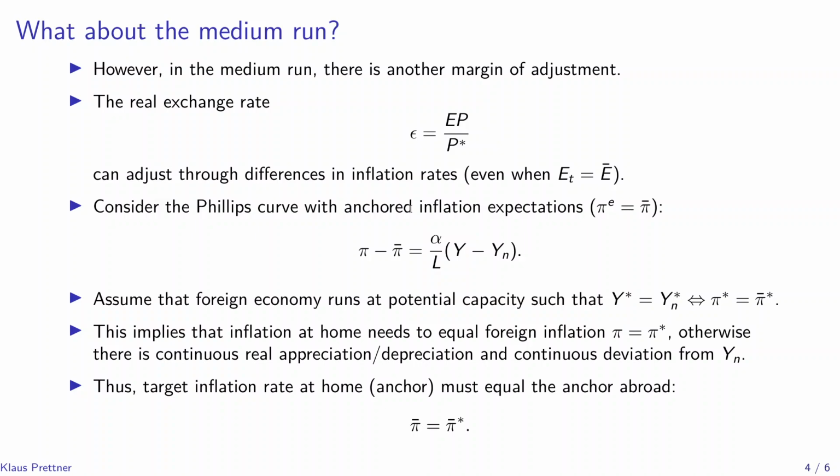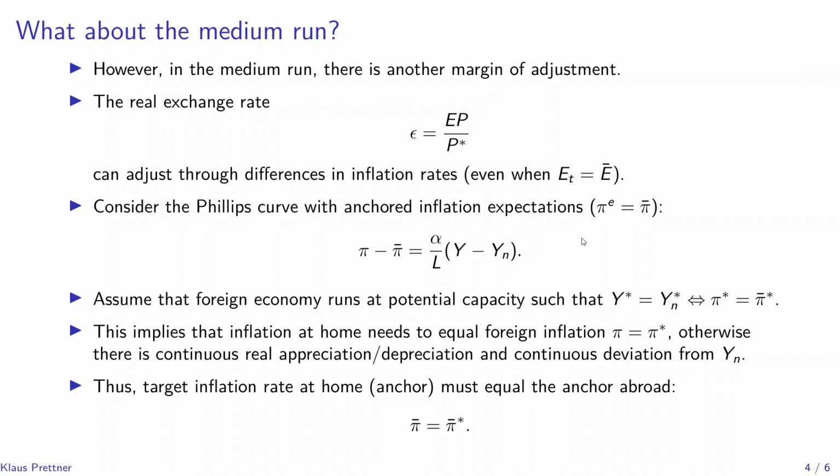Now let's consider this argument in more detail. We write down the Phillips curve with anchored inflation expectations, which means that the expected inflation rate is equal to the inflation rate π bar, which is the anchor. Then we have the Phillips curve: the difference of the actual inflation rate minus the anchored inflation rate would be equal to the difference between actual output and potential output multiplied by the parameter that determines the sensitivity of the inflation rate to departures from potential output.